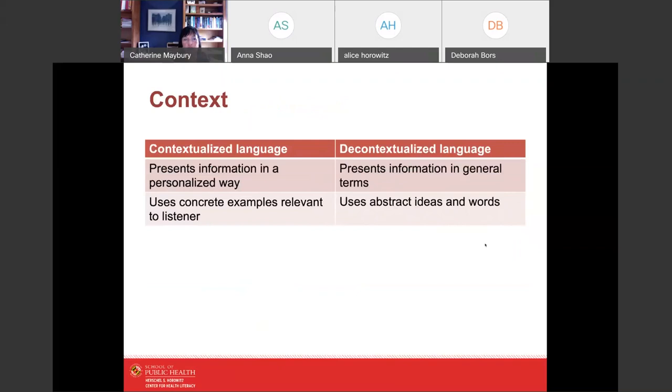So the fourth language element is something we call context. Contextualized language presents information in a personalized way. It uses concrete examples that are relevant to the listener. On the contrary, decontextualized language presents information in general terms, and it uses abstract ideas and words.